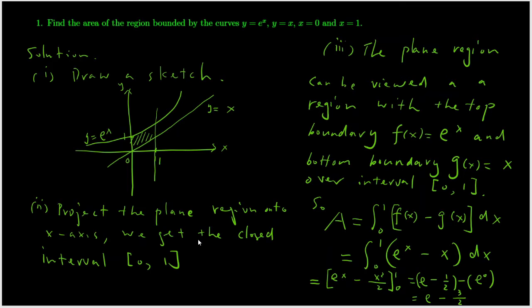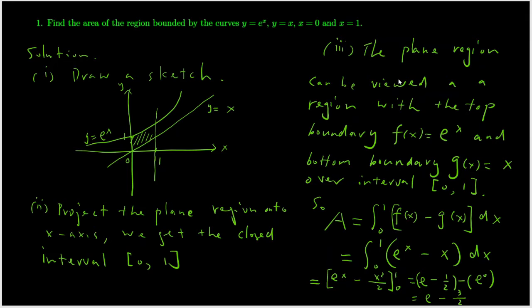Our target is to get a closed interval. This is the interval on which we need to compute the integral so that we can get the area. And then if the plane region can be treated as a plane region with a top boundary and a bottom boundary over some interval.